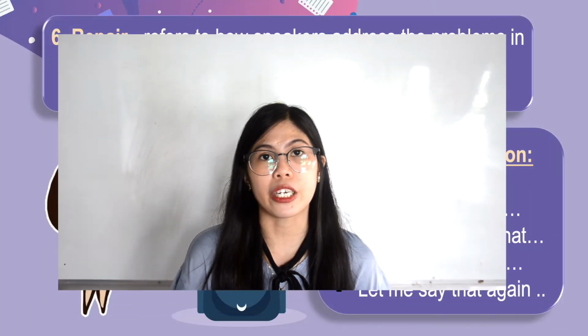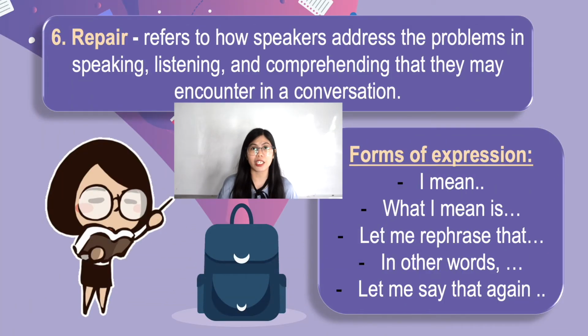Next is the repair. It refers to how speakers address problems in speaking, listening, and comprehending that they may encounter in conversation. So if there is a problem in understanding the conversation, speakers will always try to address and correct it. For example, the speaker mispronounced a word. In that case, he or she must restate what he or she already said to clarify the misunderstanding and avoid communication breakdown. I have also here some of the expressions we may use for repair.